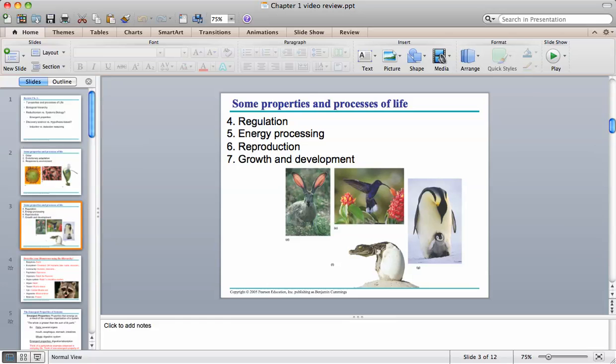And then we have the other 4 listed here. Regulation, regulating the internal environment, this jackrabbit having its ears splayed open, being able to regulate its internal body temperature, releasing heat. Energy processing, taking in food. Here we have a hummingbird, using that food energy or chemical energy and changing it into a different form of energy in the body to utilize to do all the activities of life. Of course, reproduction. Can it reproduce on its own? And then does it grow and develop from young to adult? So those are the 7 properties and processes.